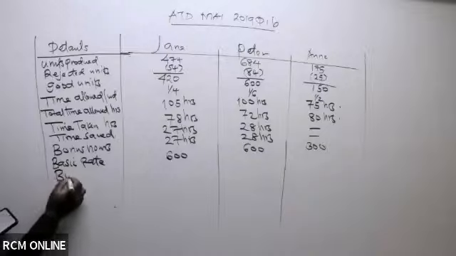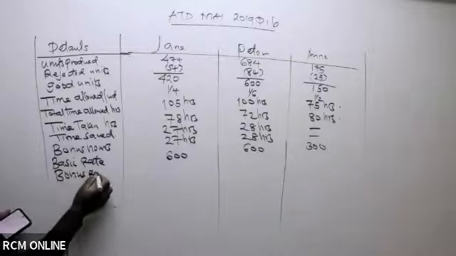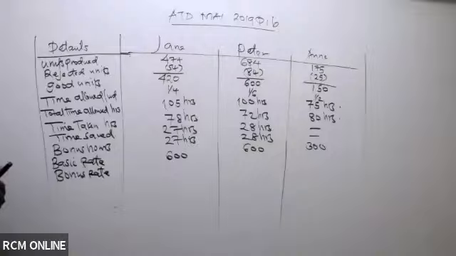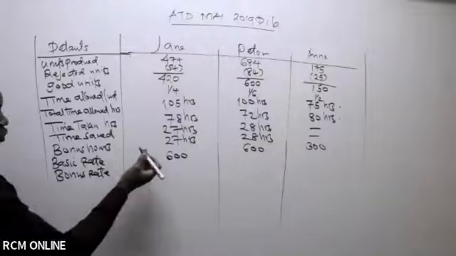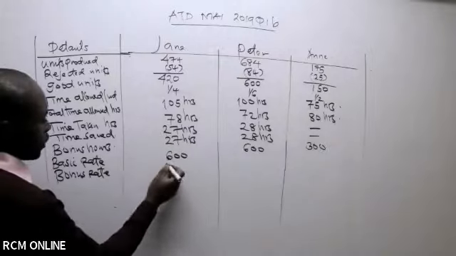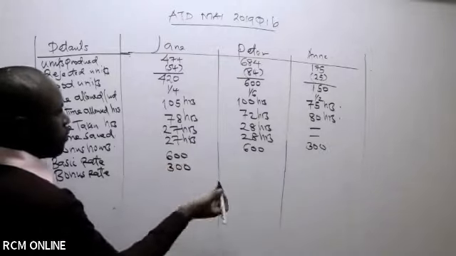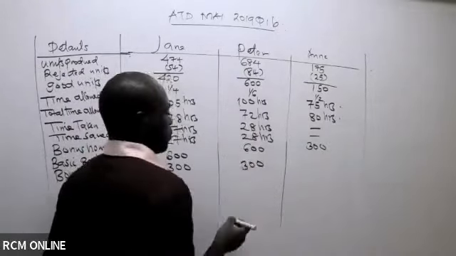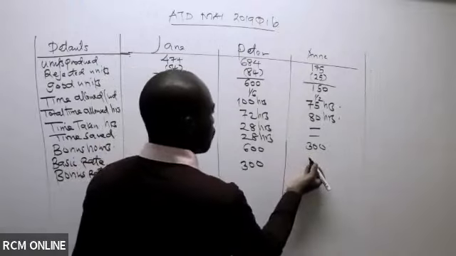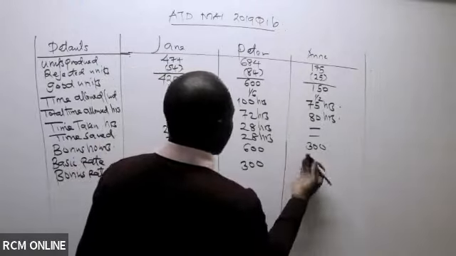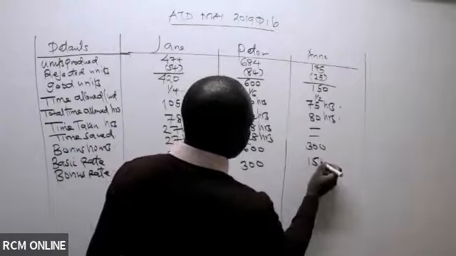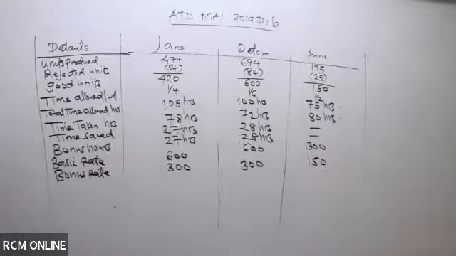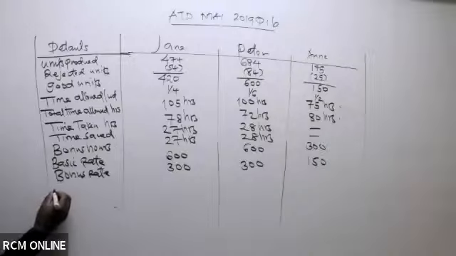About bonus rate. Bonus rate, we are told, is half of the basic or normal wage rate. So if the normal wage rate for Jane is 600, bonus will be half of it. If the normal wage rate for Peter is 600, bonus will be half of it. And of course, if normal for Anne is 300, we'll have half of it, which is 150.